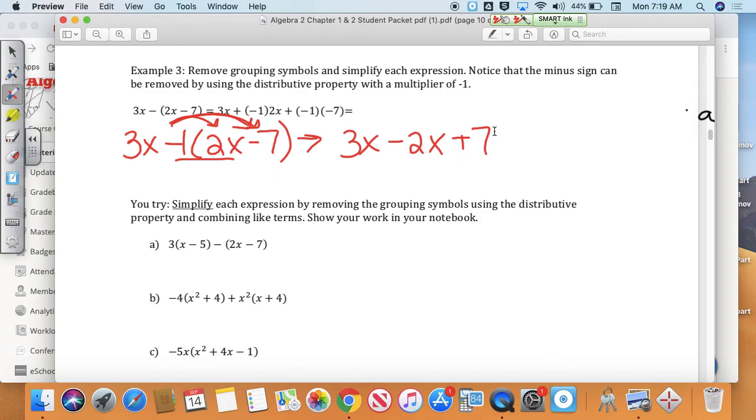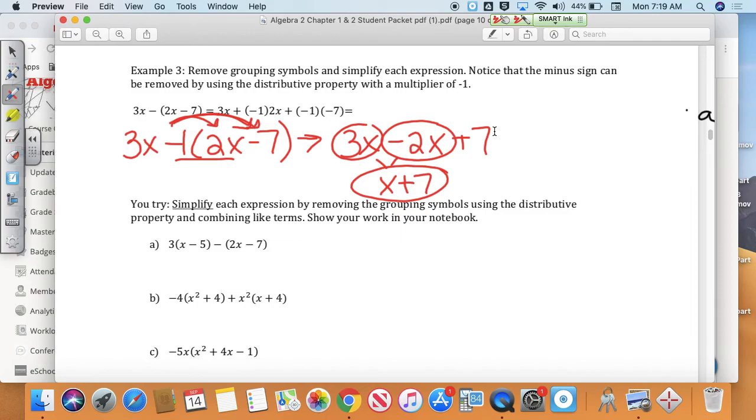Then, after you have this, you should look to try and combine like terms. The like terms I have here are 3x and negative 2x. 3x minus 2x, or 3x with a negative 2x, ends up just simplifying down to be 1x, and then the plus 7 would be the final answer here.